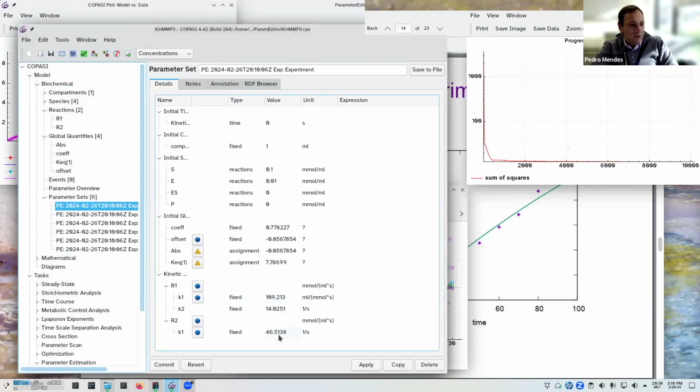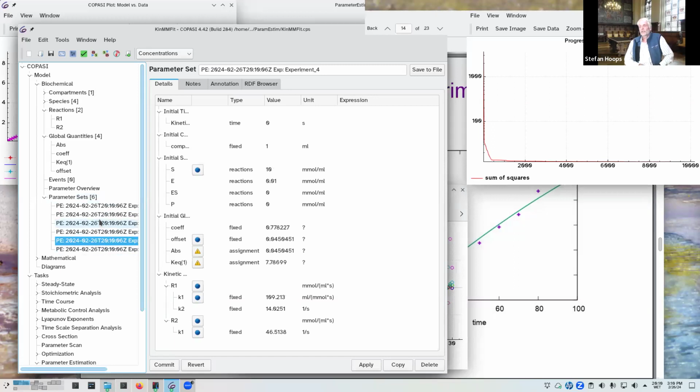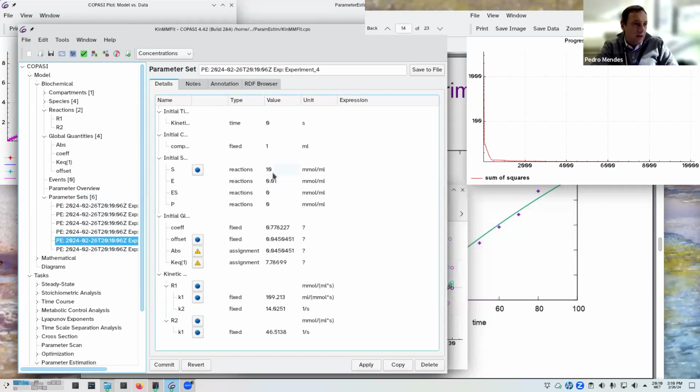The kinetic constants don't change, they're always the same, but the offsets are different. That's why offsets in initial states. Yeah, offset in initial states, of course. Yes. But those were given in the data file. So we created parameter sets automatically.